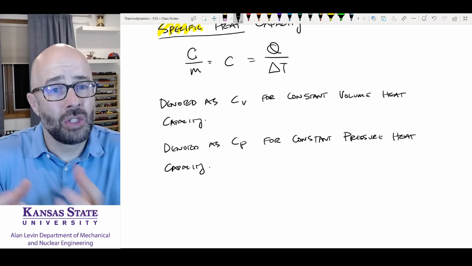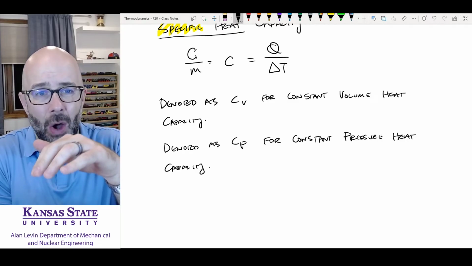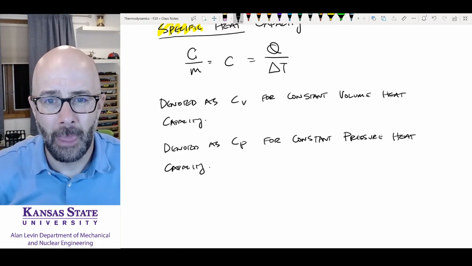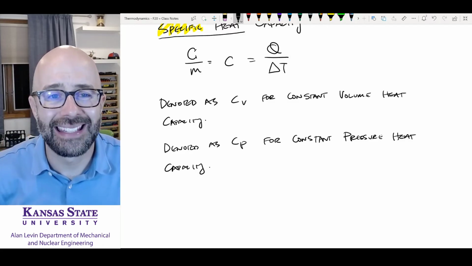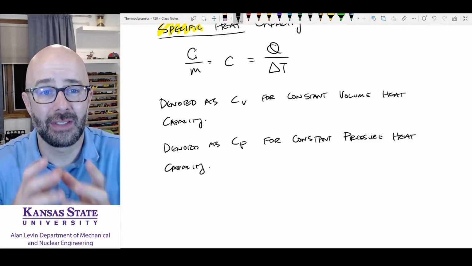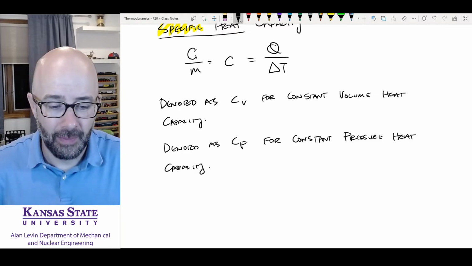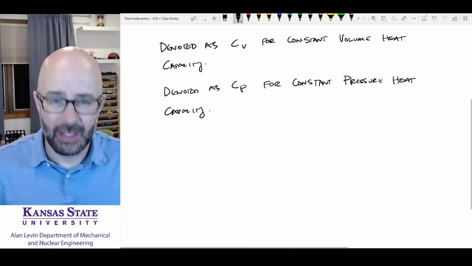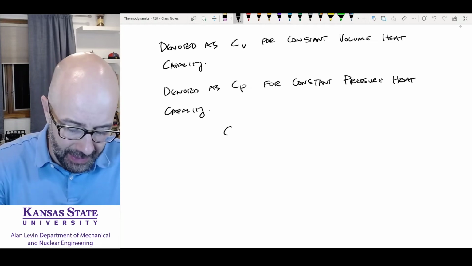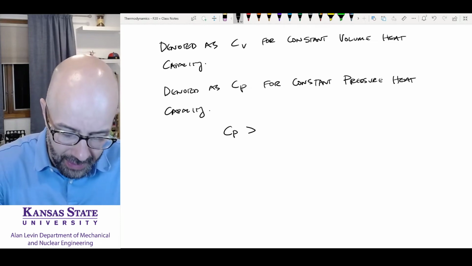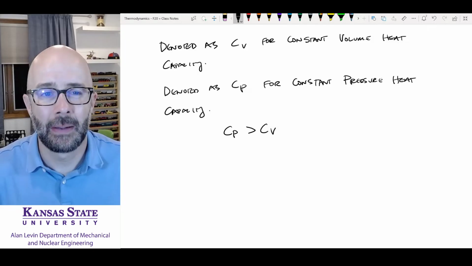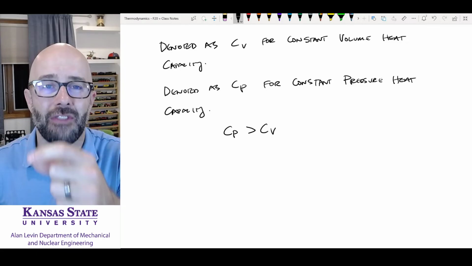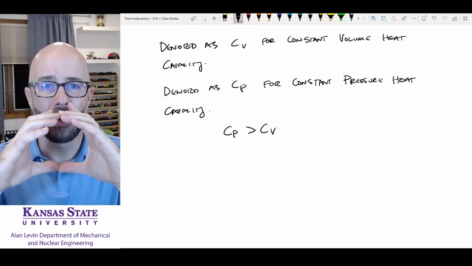The gas is going to increase in temperature, but now the volume is changing to make sure we have a constant pressure. Which one of these situations is going to have a larger specific heat, C sub V or C sub P? And the answer to this is C sub P is larger. C sub P is larger than C sub V. It always is, because the temperature is going to rise faster in that constant volume.